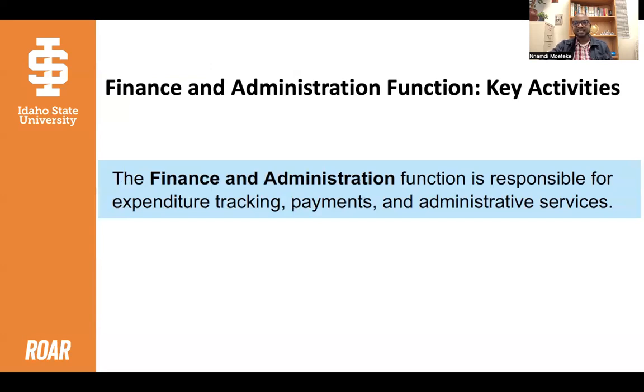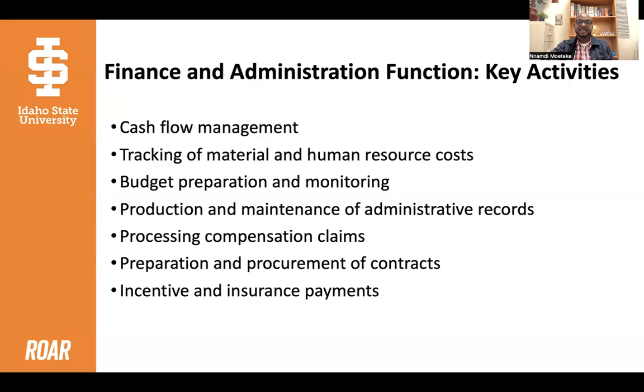Next is the finance and administration function, which is responsible for tracking expenditure and other forms of financial transactions. The key activities include cash flow management, budget preparation and monitoring, processing compensation claims, preparing and procurement of contracts, and all forms of payments.